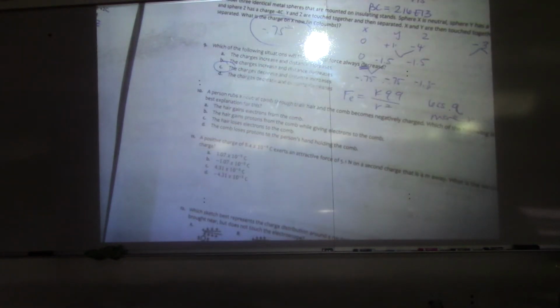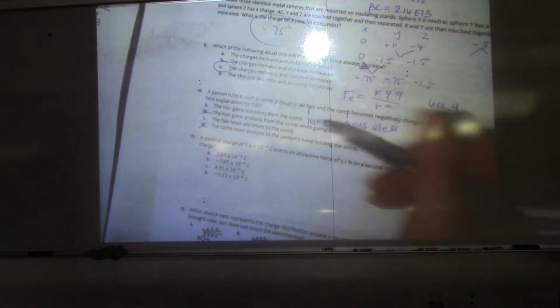If the cone becomes negative, that means that the cone gains electrons. That means that the hair must have lost electrons. Protons are not moving. So the hair loses electrons to the cone, C.